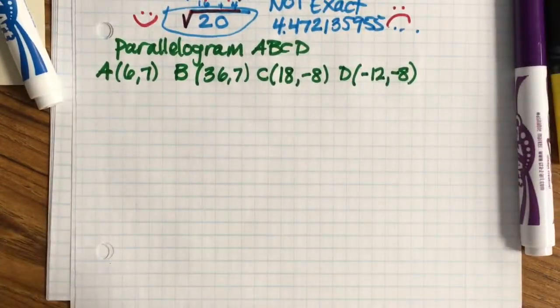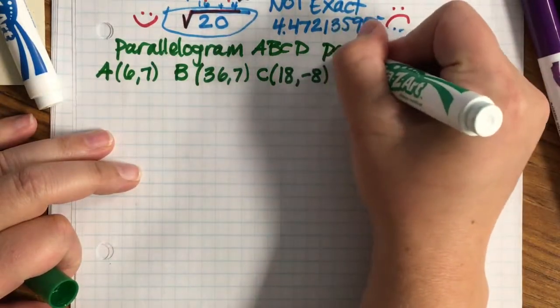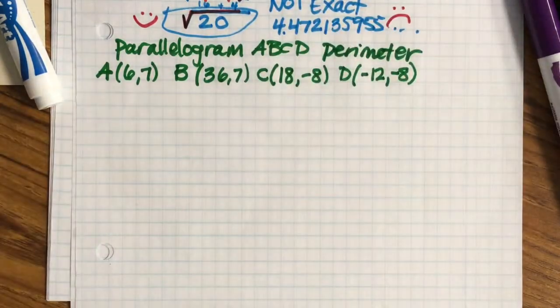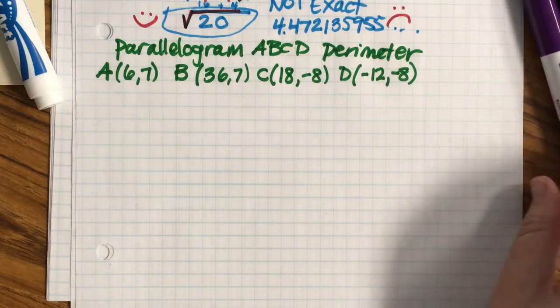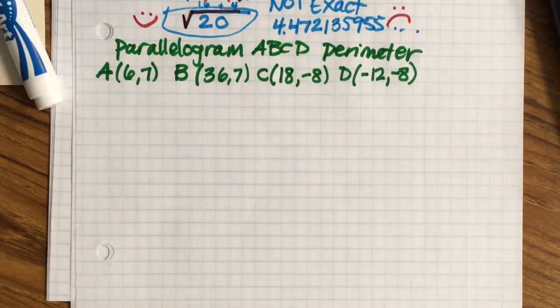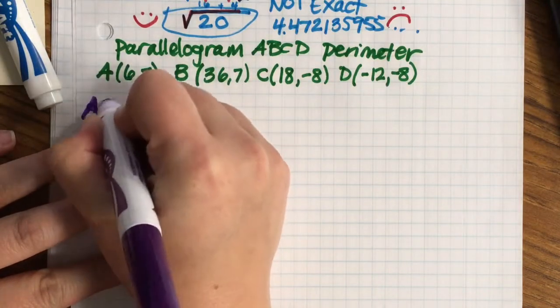Good. So we have this parallelogram, and we are supposed to find the perimeter. Now you could find a huge piece of graph paper and try to graph all these things. I will show you the formal equation way, and then I'll show you my kind of shortcut way. So formal equation way, I want to find the distance from A to B.